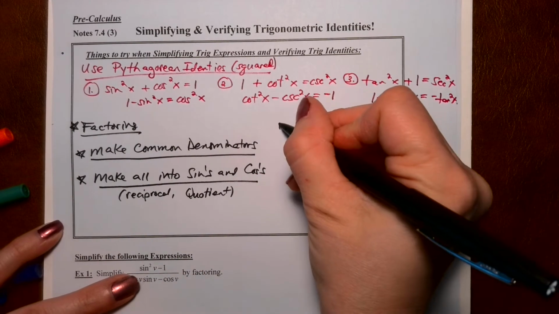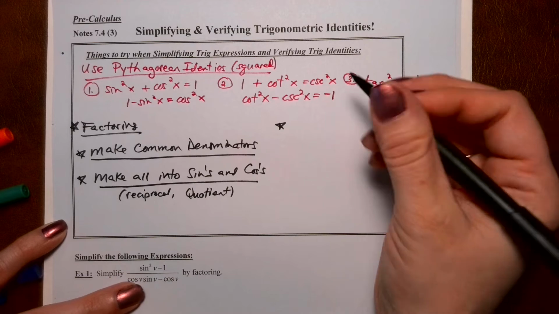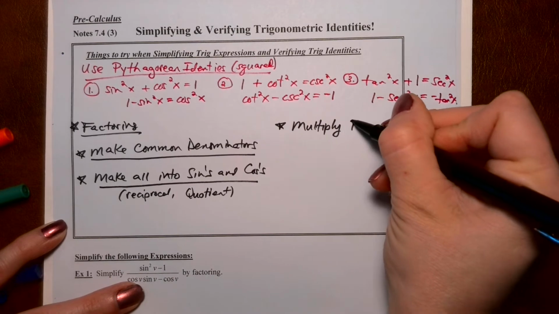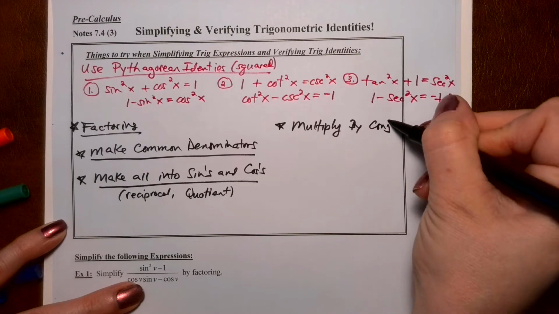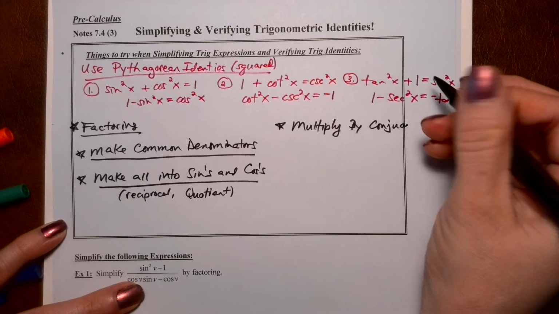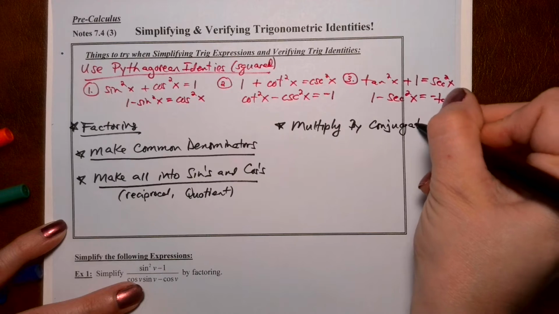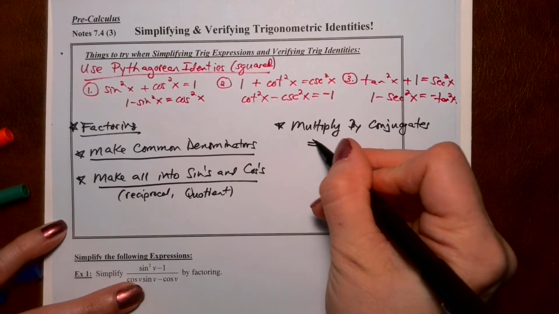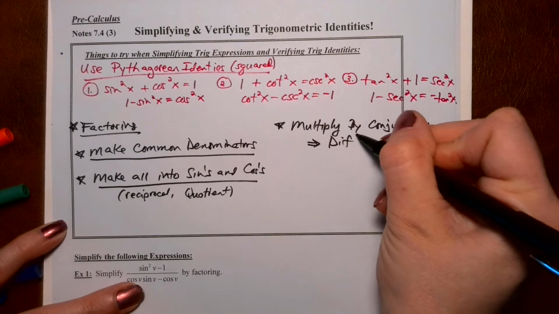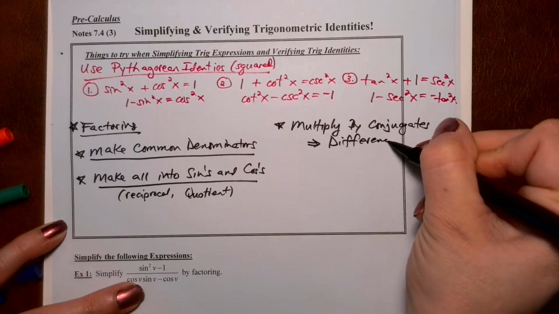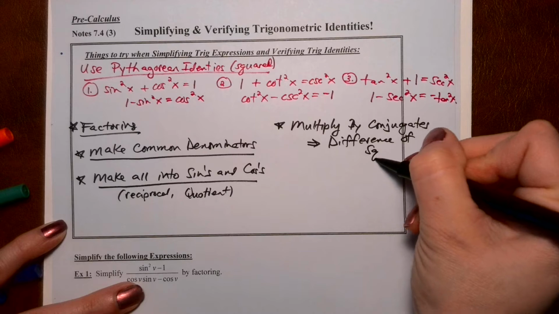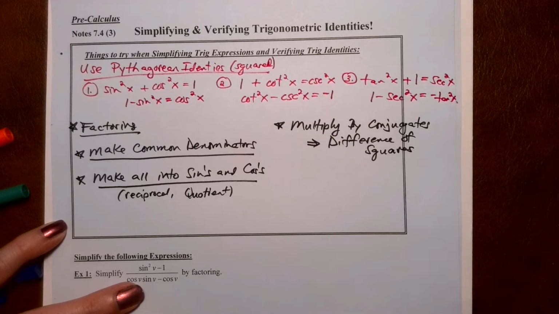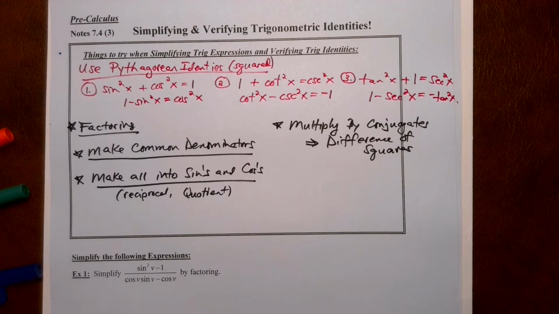Something else we talked about was multiply by conjugates. Multiplying by conjugates is a great technique. The reason is when you multiply by conjugates, they make a difference of squares. And when you have the difference of squares, things are then squared, and then you might be able to use some of your Pythagorean identities.